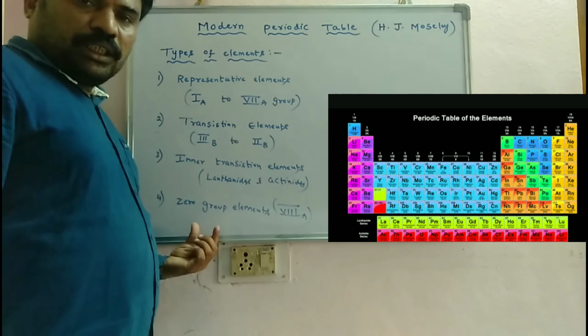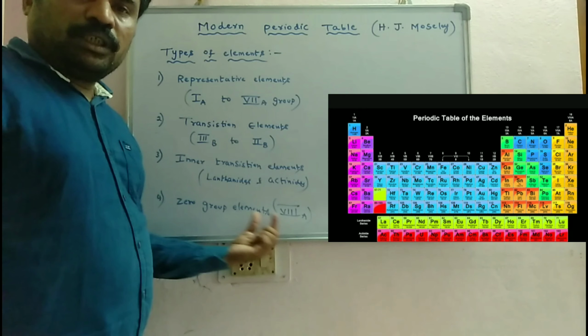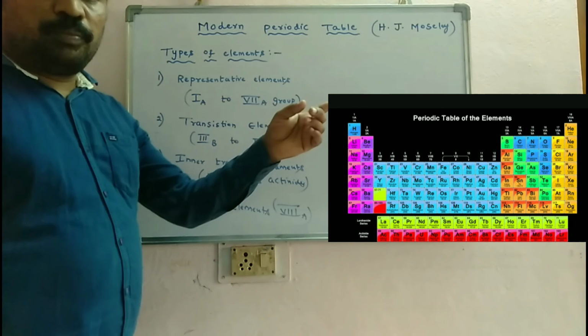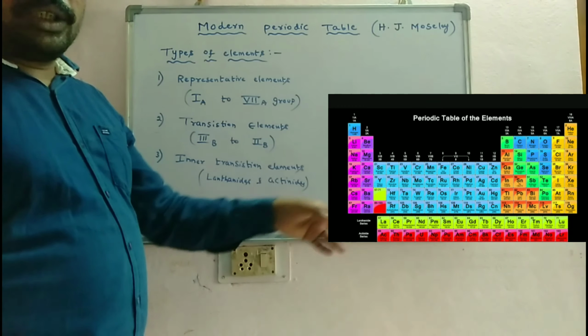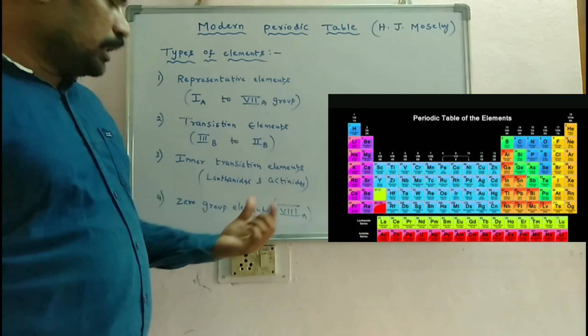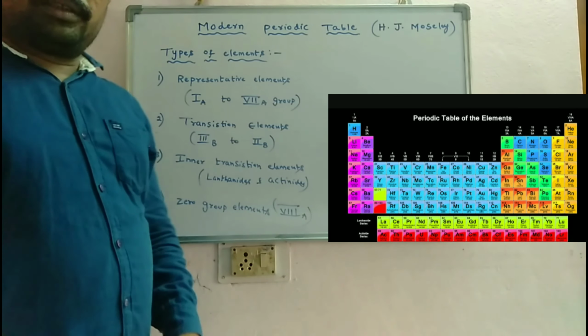Next, the last type of elements are called 0 group elements. Those are also called noble gases. You can see them at the end of the periodic table, that is the last vertical column. The 8A group elements are called 0 group elements.